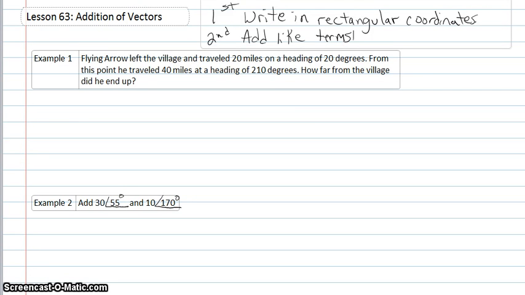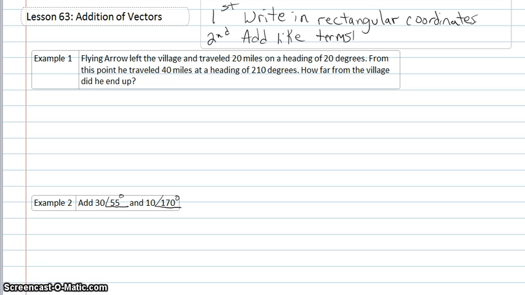In lesson 63, we are adding vectors. In example 1, we have a word problem. It says, Flying Arrow left the village and traveled 20 miles on a heading of 20 degrees. From this point, he traveled 40 miles at a heading of 210 degrees. How far from the village did he end up?